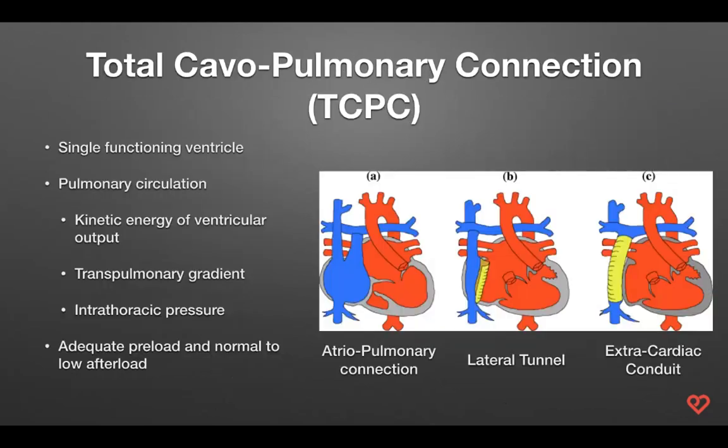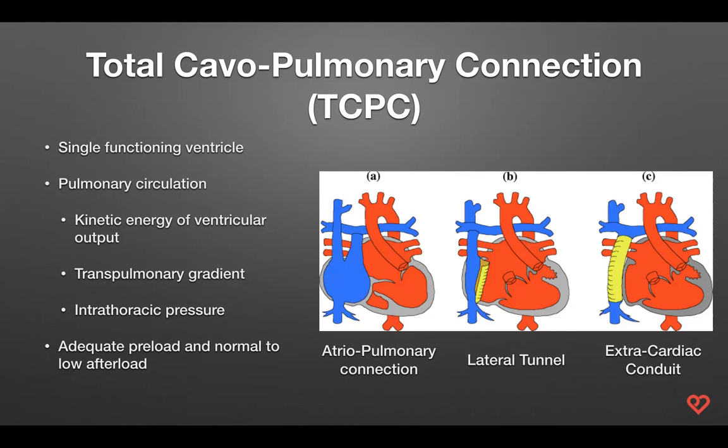So briefly talking about Fontans, or total cavopulmonary connections, is the other way to talk about it. I have three pictures here, A, B, and C. Our patient that I just presented to you is C, an extracardiac Fontan. You see it's outside the heart, or outside the atria, I should say. It's within the pericardium, of course.